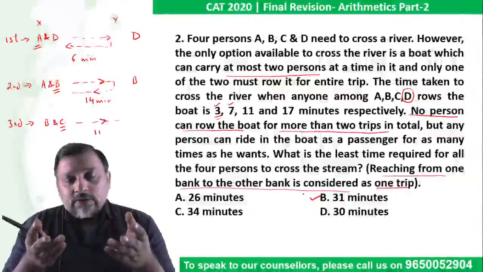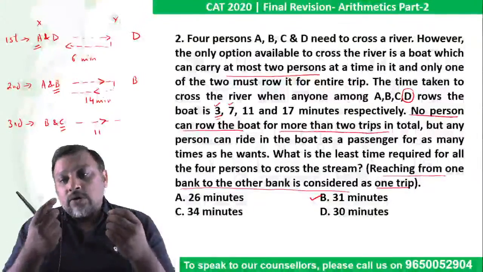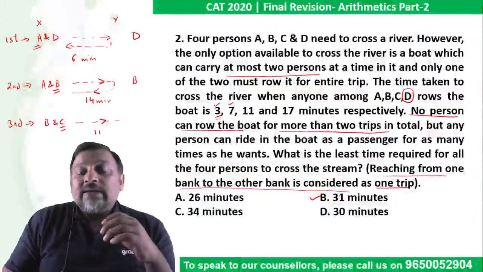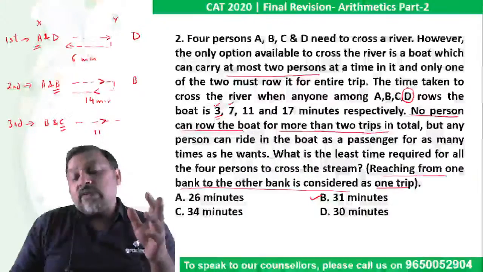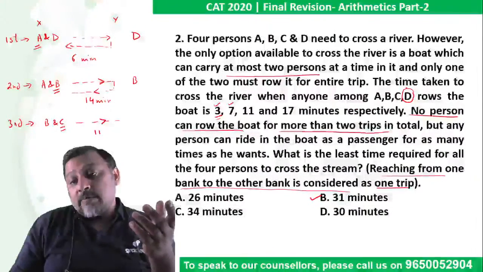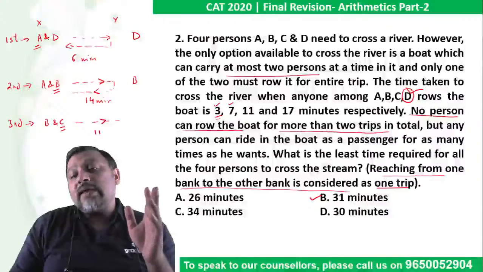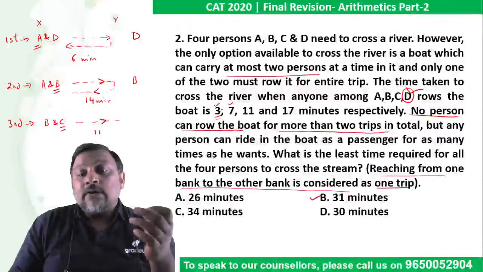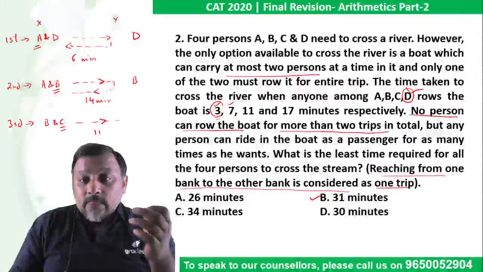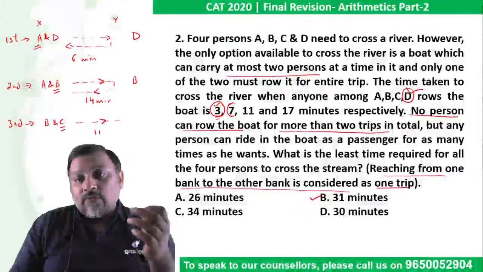So here you just need to focus on two or three things. That is, if possible, we will make sure that D is not rowing at all, and try to maximize the number of trips of A and B.